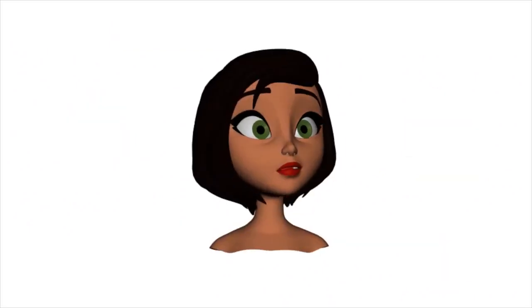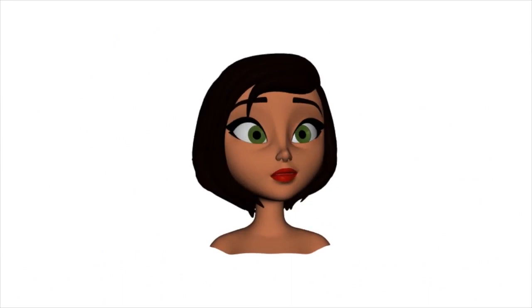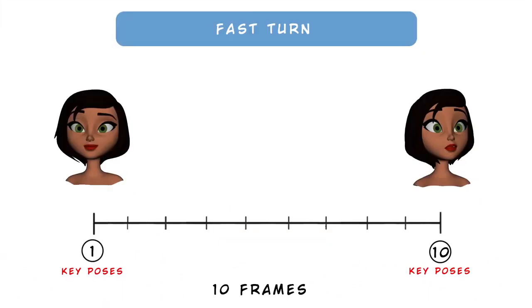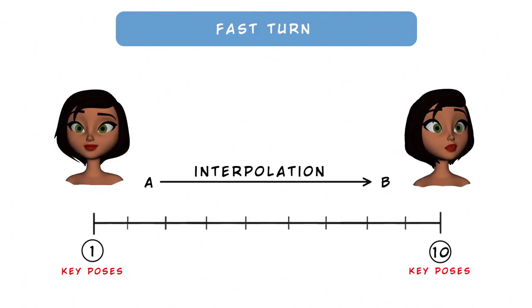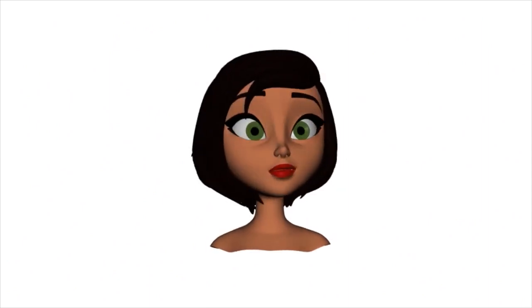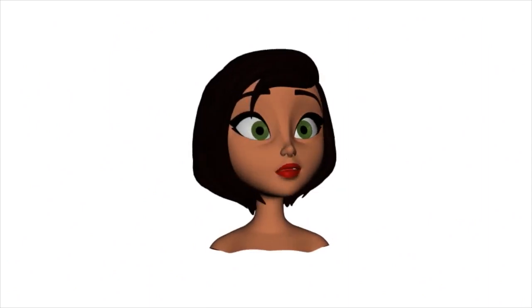The idea is that she suddenly hears something coming from the right, so the movement will be pretty fast, 10 frames. The software creates the interpolation between these two key poses, and the result is a linear movement that is really far from the result we want. There's no life at all, and the character looks like a robot, so really lifeless.